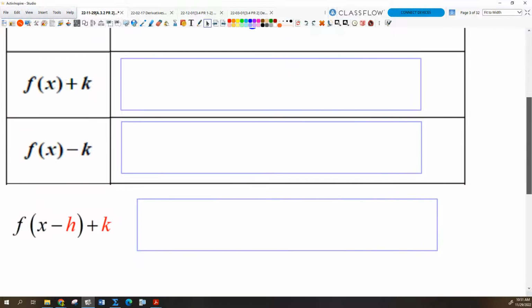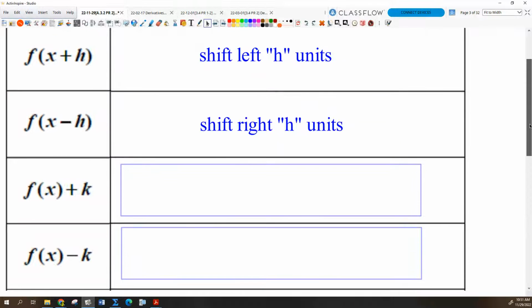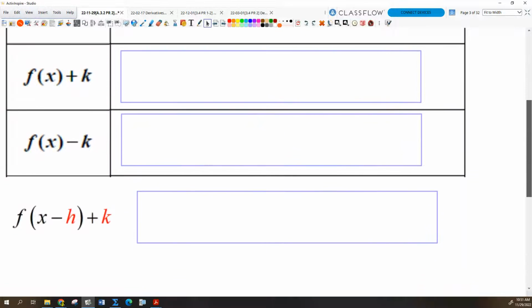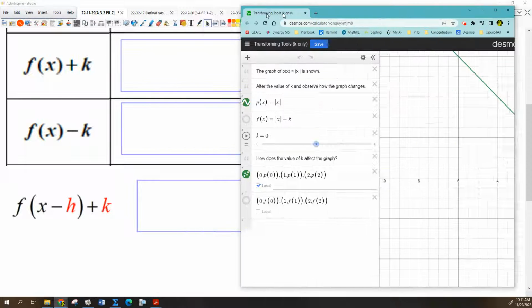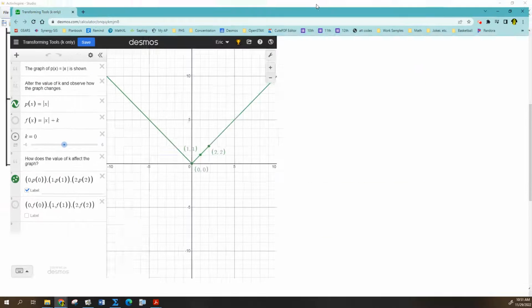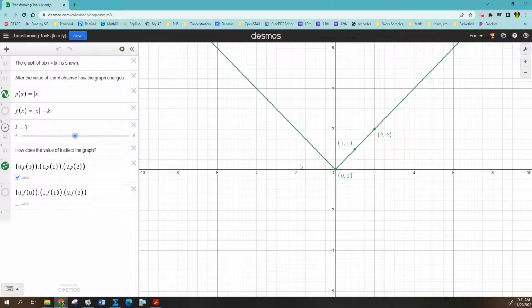Okay, now what happens if... now this is different, right? We were subtracting a number from x inside the function. What happens if we add or subtract a number that's outside the function this time? Yeah, it's going to go up or down. You're right. Okay. So again, there's my parent graph.